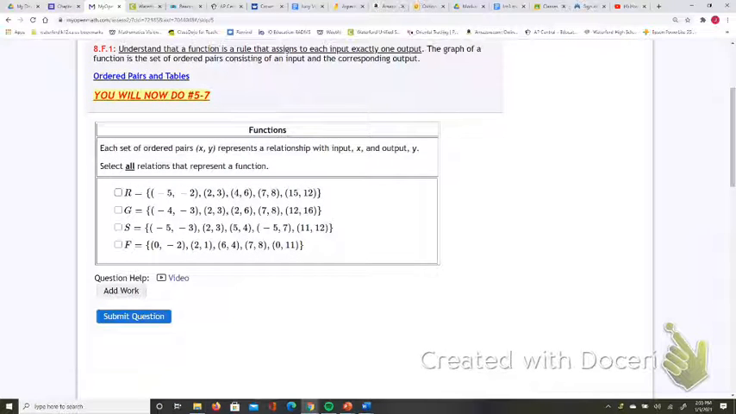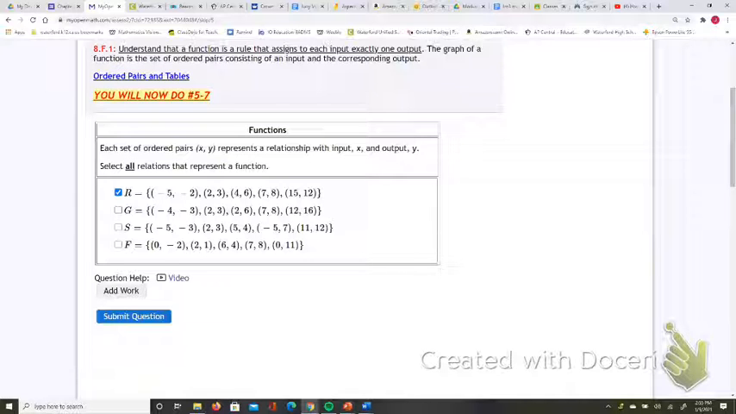Okay, now we're back to this one again where it's a list of points. Same exact thing. So I look at my x's. -5, 2, 4, 7, and 15. Every x is only listed one time, so yep, it's a function.